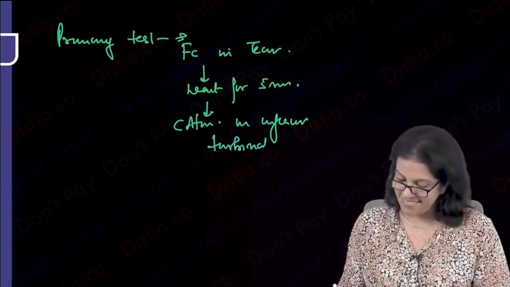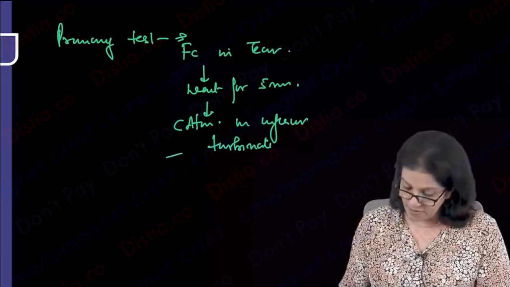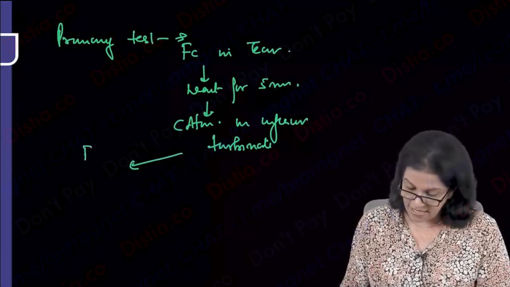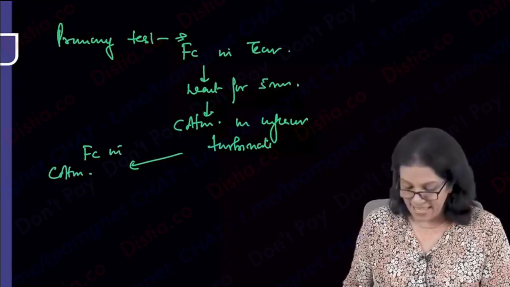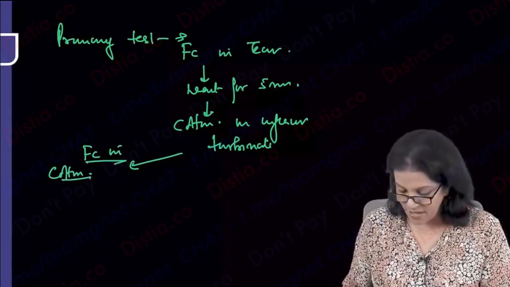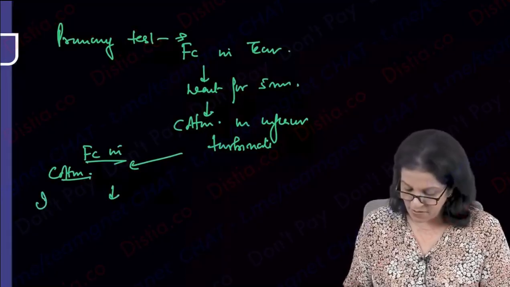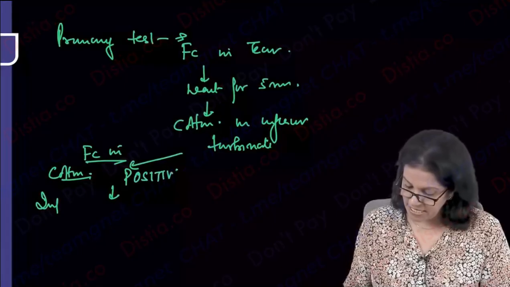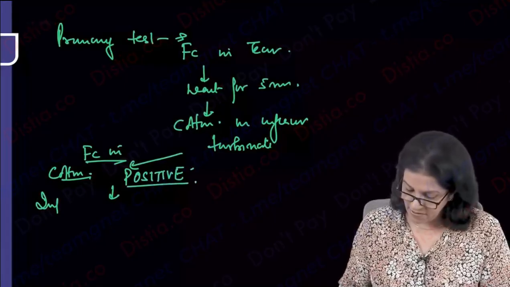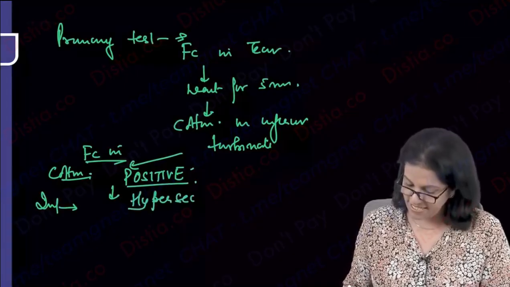What will happen? Either I see fluorescein in the cotton, that means everything is fine, and this patient is a case of hypersecretion. So what is the inference? This is positive. If it is positive, means everything is fine, and the inference says this is a case of hypersecretion.